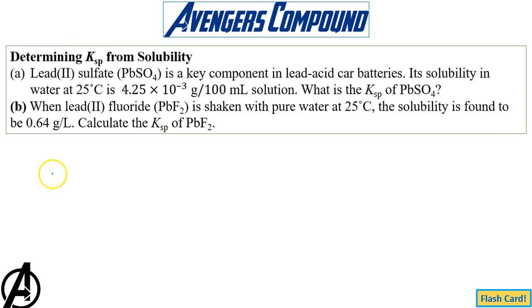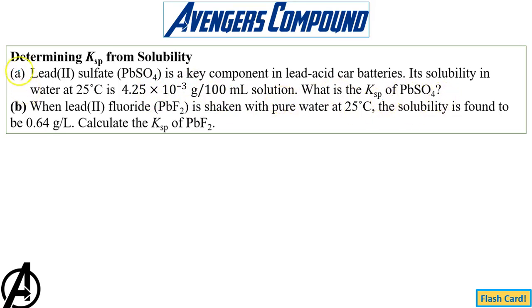All right, folks, we're back at the compound for an example. Remember to create and build a strategy to approach problems for yourself. So this says determine Ksp from solubility. For letter A, it says you have lead(II) sulfate. They already gave us the formula here. It is a key component in a lead acid car battery. Its solubility in water at 25 degrees Celsius is 4.25 times 10 to the negative 3 grams per 100 milliliters of solution. What is the Ksp of PbSO4?